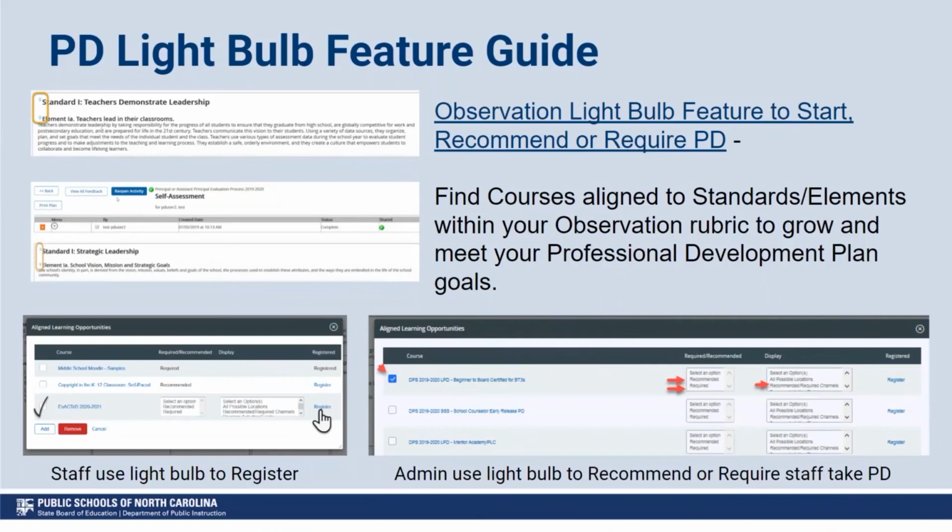What happens in NCEES is they can actually hide recommended courses so that they don't have to look at them anymore, but they cannot hide anything in that container for required courses. They cannot hide those. They're going to stay there until they click in there and sign up for them. Okay, any questions about using that? There is a help guide out there for the observation light bulb feature, how to recommend or require PD.